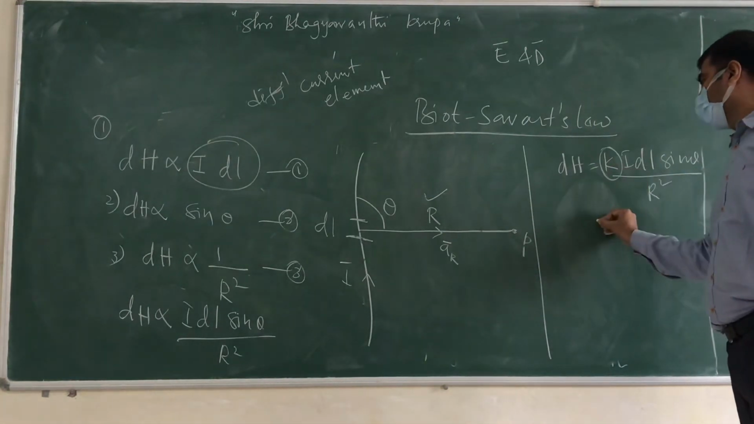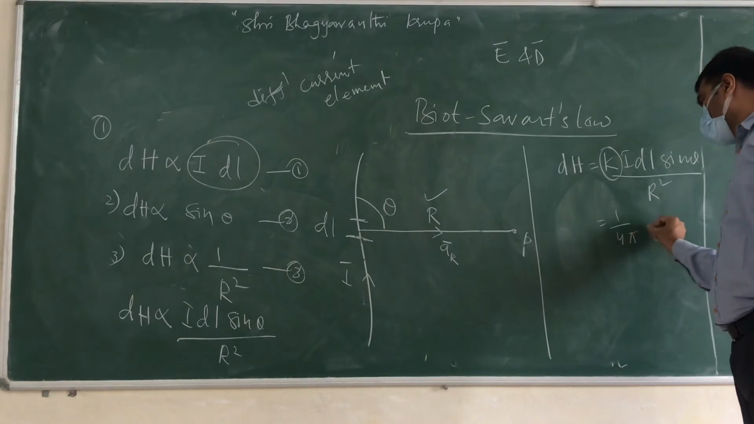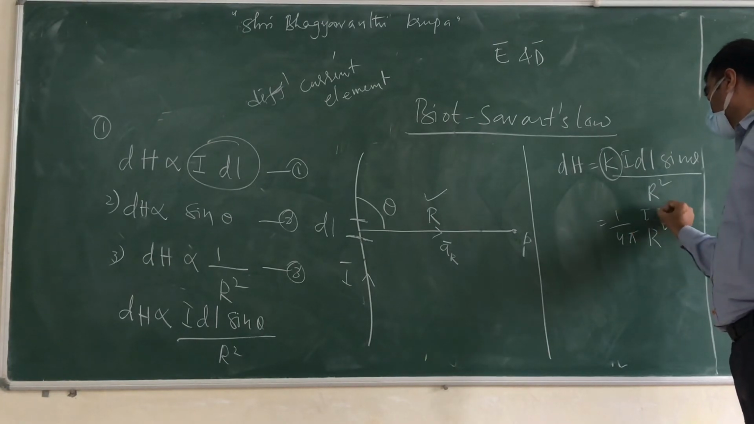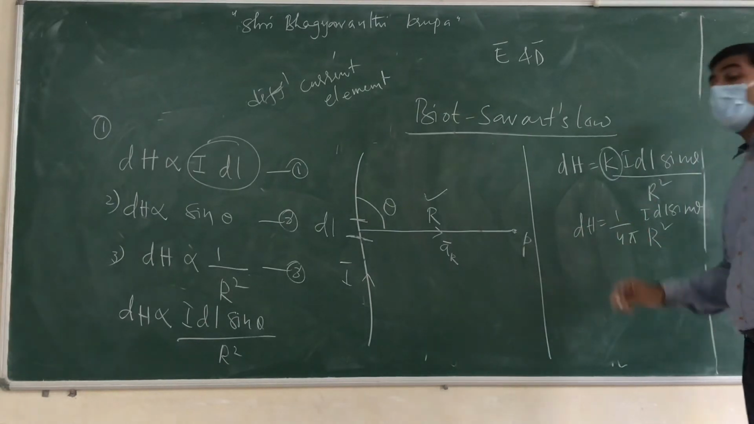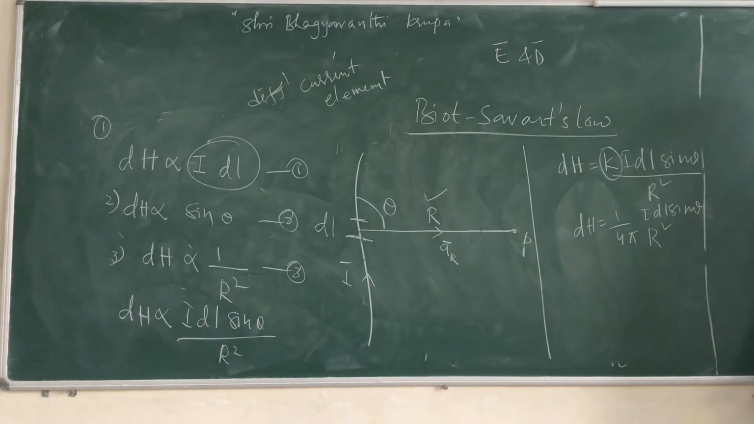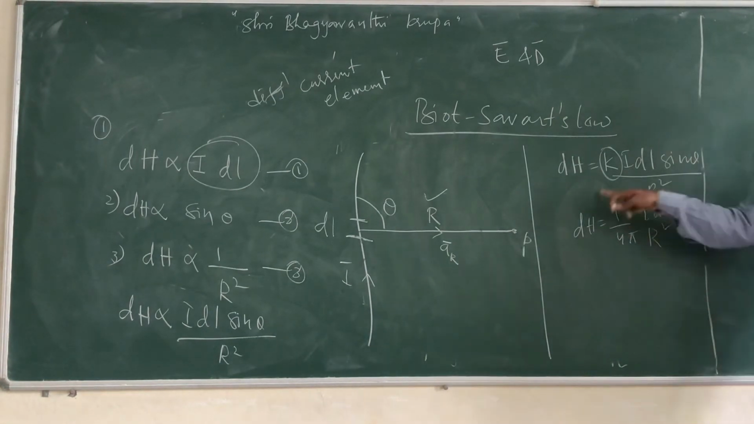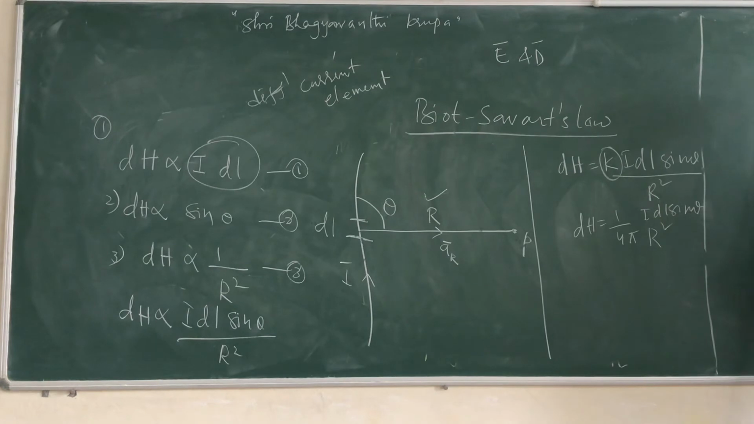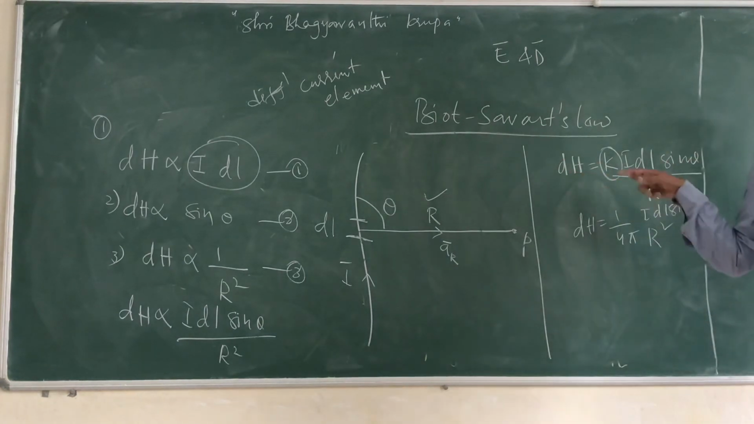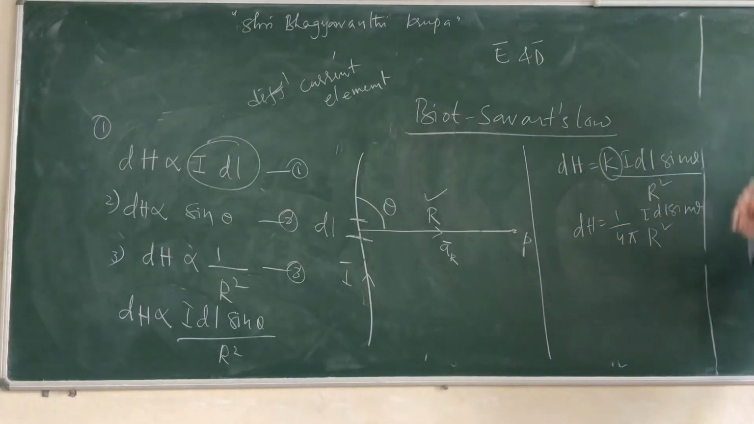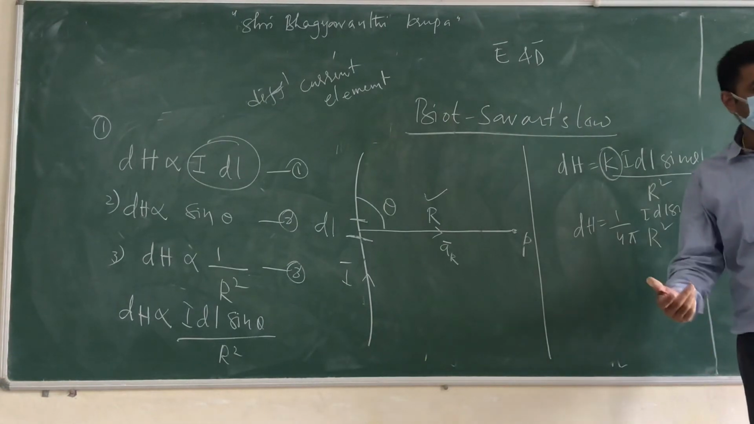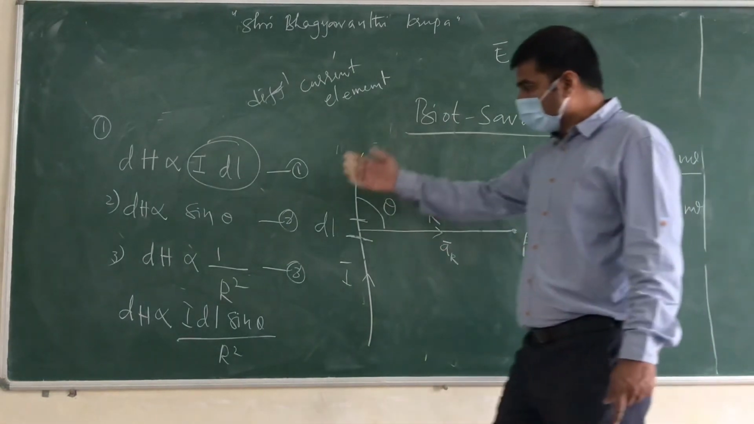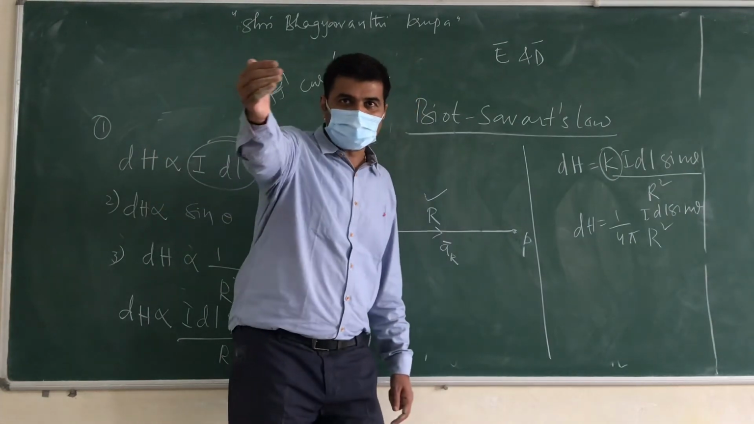Then this K I'll take as 1 by 4 pi, so dH equals I dl sin theta by 4 pi R squared. See, at present I found only the magnitude. Keep in mind, nowhere have I put a bar. In some textbooks this mistake is made. Here itself we will not put a bar. Till this, I found only the magnitude. From the right hand thumb rule, we know the direction of H. For example, this is a current. What is the direction of H at this point?